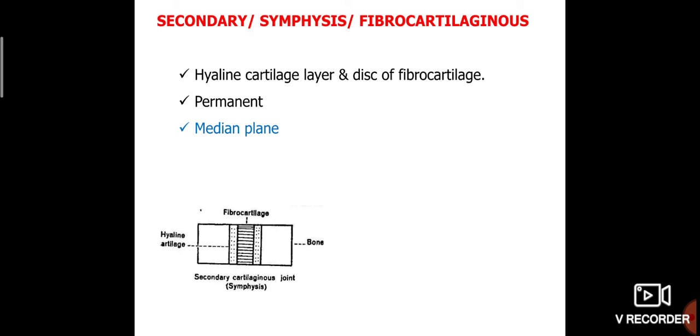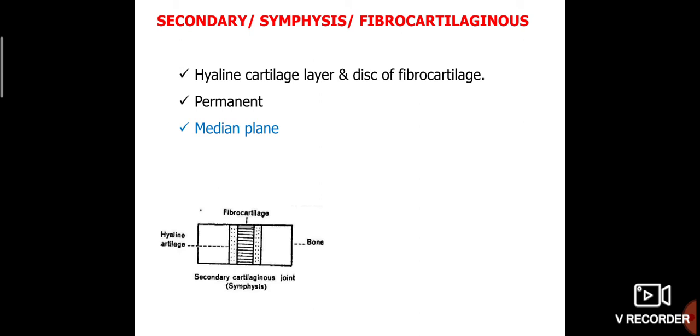But in case of the secondary, the fibrocartilage is connecting the two bones, and this fibrocartilage is again covered by a piece of hyaline. You can see in this picture, fibrocartilage comes in the middle, covered by two pieces of hyaline, and these are the two bones. This kind of joint is present in the midline of the body. For example, intervertebral joints, pubic symphysis. Pubic symphysis means the two pubic bones of the hip bone form the pubic symphysis. Then symphysis menti means the two pieces of the mandible are joined together in the midline.